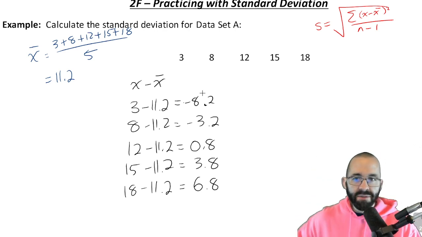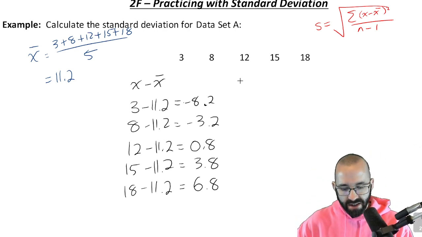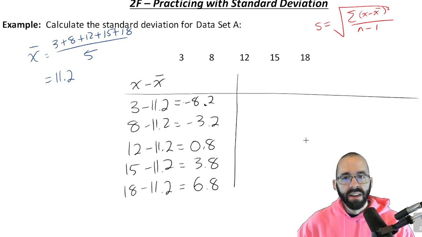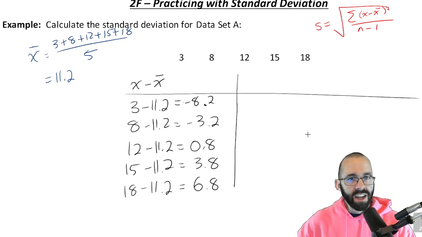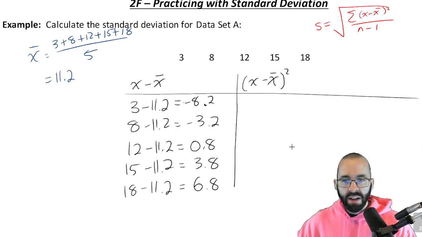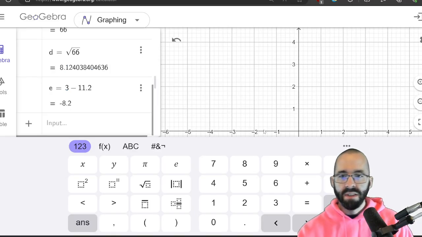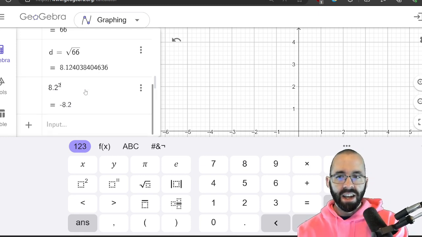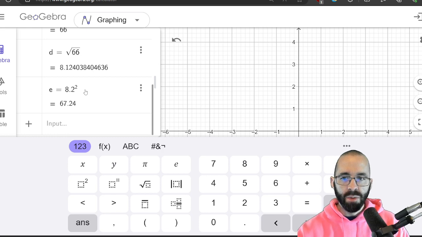So that was the first step, find the deviations. What did we do after that? Well, now we need to square the deviations, right? We need to square each deviation. So let's find that. What is the deviation squared? We'll square each of these numbers. 8.2 squared, I'm not going to do that in my head. 67.24.